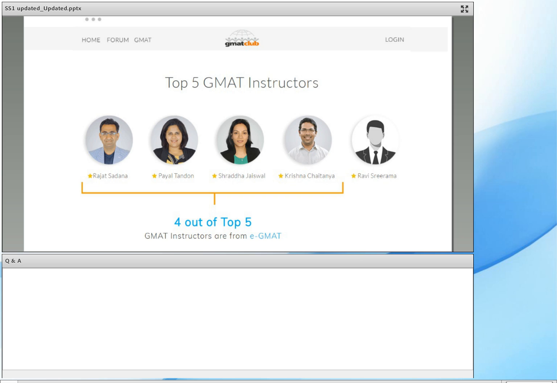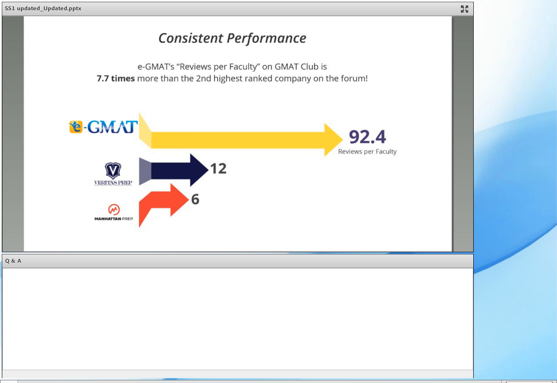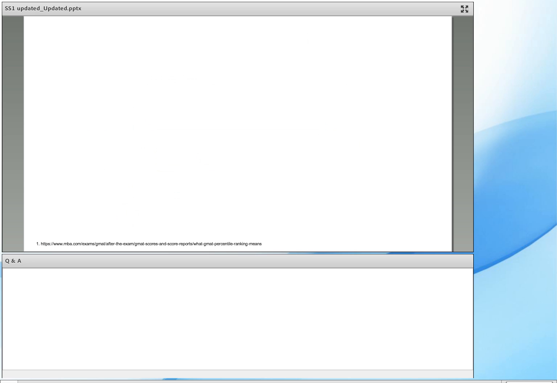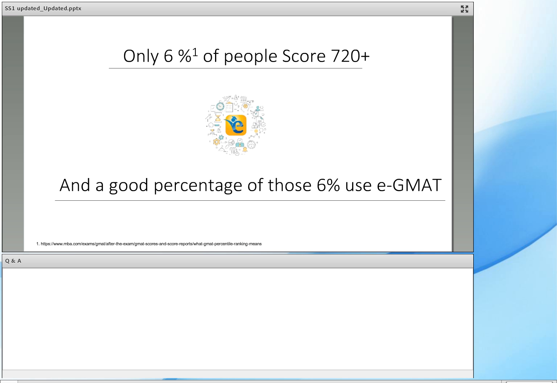Now, who's built these courses? Who's architected these technology platforms? Some of GMAT Club's top-rated instructors have done that. Instructors who've been reviewed a lot more frequently on GMAT Club. So while only 6% of the people get to that score of 720 or higher, a good percentage of those 6%, they use e-GMAT.